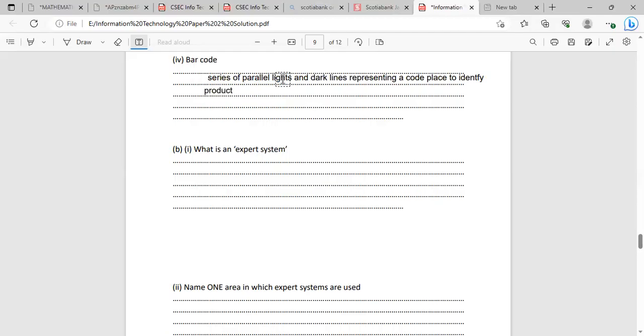So let's recap. A barcode is a series of parallel light and dark lines representing a code placed to identify the product.